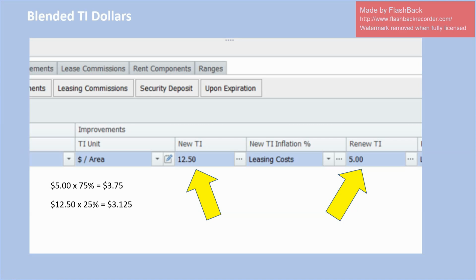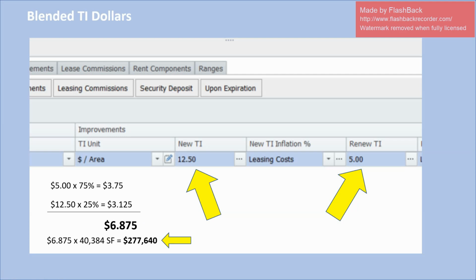So same with the downtime. Argus isn't deciding whether or not this tenant leaves or stays. They're getting a blended figure, and that's what they're assigning to the cost in that month. So that blended figure is 6.875. Obviously, if this was in dollars and cents, we'd round that up. But for this example, we'll leave it at 6.875.